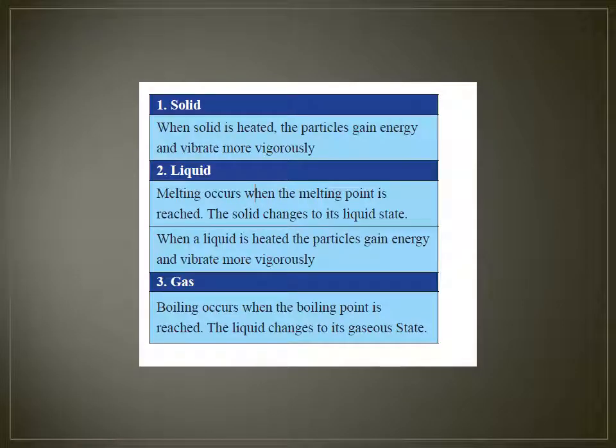Solid. When solid is heated, the particles gain energy and vibrate more vigorously. Liquid. Melting occurs when the melting point is reached. The solid changes to its liquid state. When a liquid is heated, the particles gain energy and vibrate more vigorously. Gas. Boiling occurs when the boiling point is reached. The liquid changes to its gaseous state.